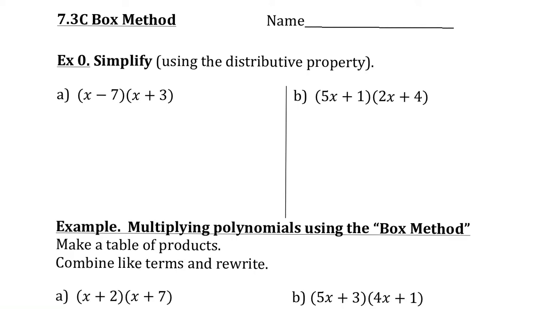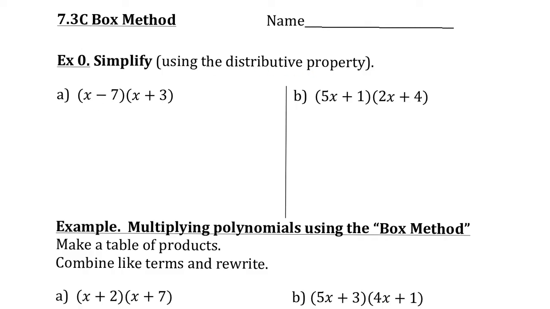Okay, in 7.3c, we're going to learn the box method, which will be a second method for multiplying binomials together. Before we do the box method, I'm going to remind you of the method we used in the last class. And we're going to simplify these expressions by using the distributive property.